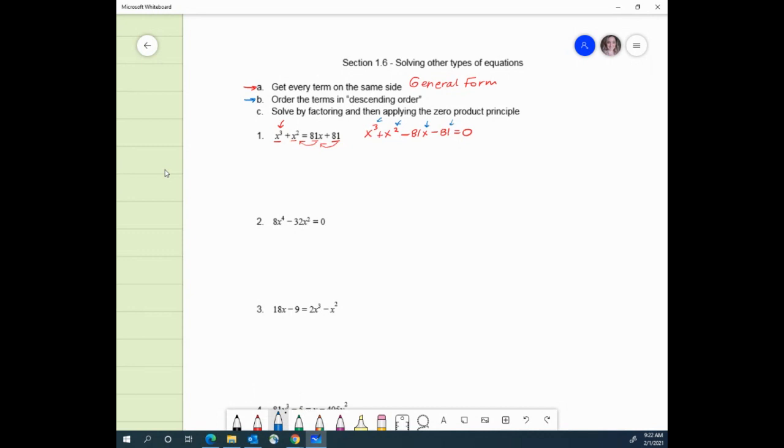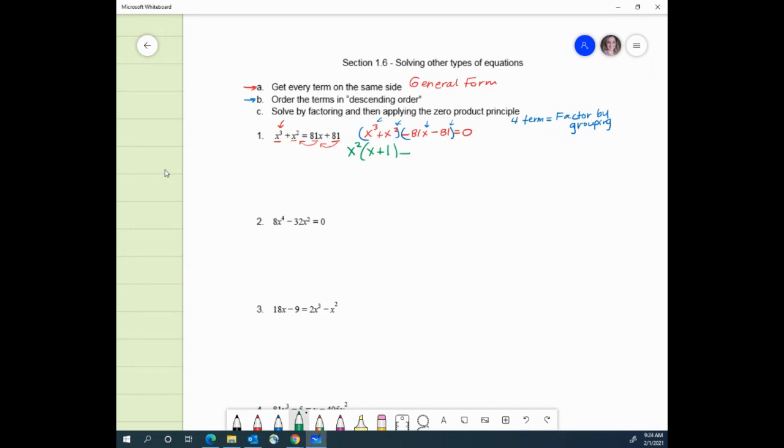Now, when I have 4 terms, I'm going to factor by grouping. Factor by grouping. So I'm going to group the first 2 terms together and the second 2 terms together. So now what can I factor out of x to the third and x squared? I'm going to take out an x squared. And remember, factoring is the opposite of distribution. So what I'm left with is x plus 1.